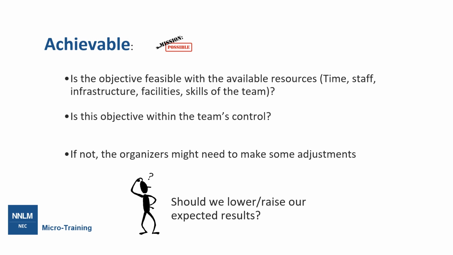Achievable. The next question we must consider is: is this objective achievable with our available resources? Time, staff, infrastructure, skills, money. If the answer is no, then it is probably a good time to make adjustments. Of course, there are always unforeseen events out of your control that might affect your project. But, for the most part, under no extreme circumstances, meeting the objectives should always be within the team's control.